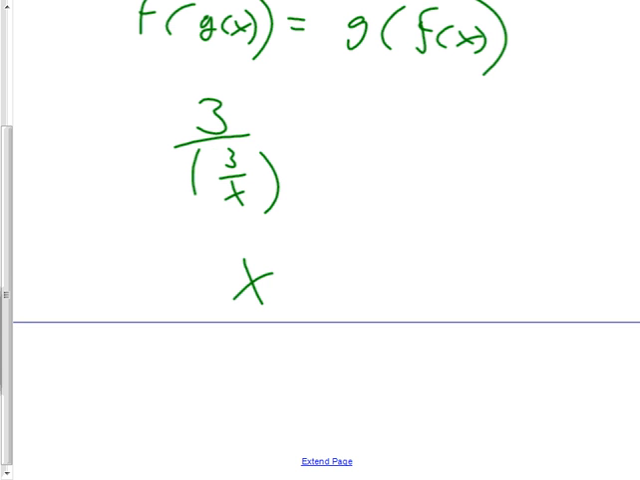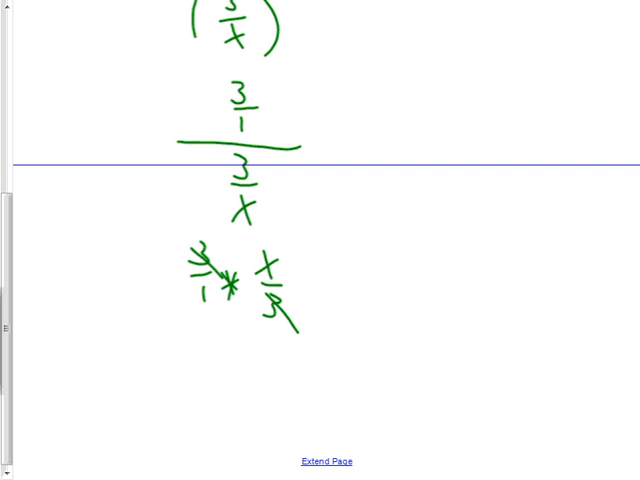What did I say about fractions? They play nice with other fractions. So I really should have 3 over 1 over 3 over x, and then I can flip and multiply them. 3 over 1 times, flip it, x over 3. And now I can see that these 3's do cancel, and the answer is x.